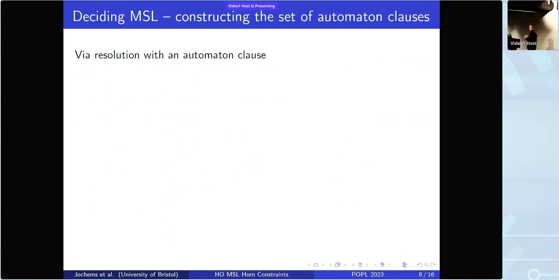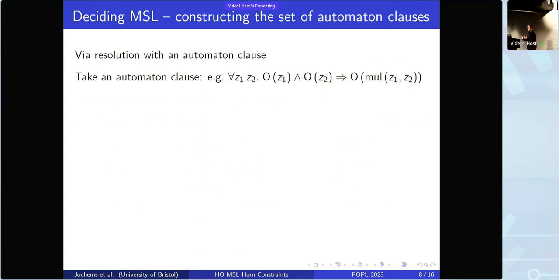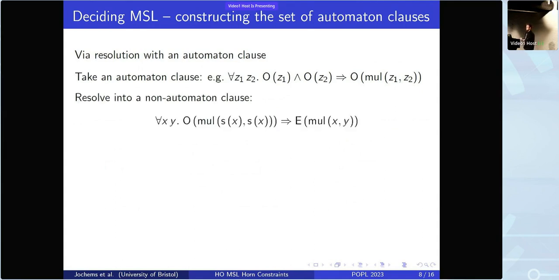Right. So how do we now go about constructing the set of automaton clauses now that we have identified those? Well, we use resolution, just standard resolution really, but we use an automaton clause as side condition. So for instance, this one that we saw before, if you multiply 2 odd numbers, the result is also odd, and we resolve into the body of a non-automaton clause, like this one. So in particular, that means that we want to unify these 2 atoms in red.